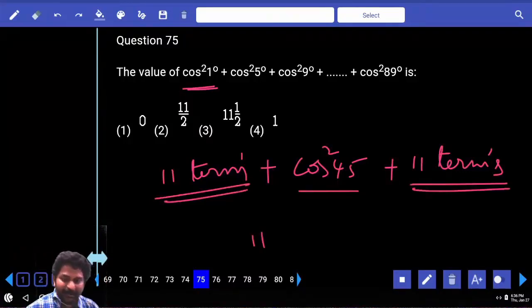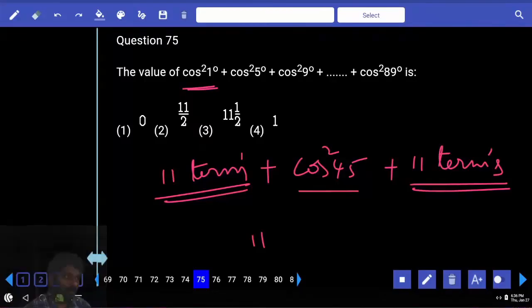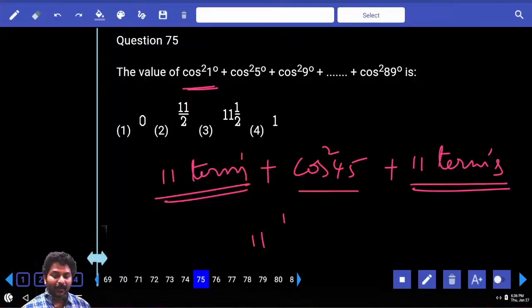Are you getting? And what is cos 45 degrees? 1 by root 2. Cos square 45, 1 by 2. So answer 11, 1 by 2. So for this question, you need to identify what is the middle number and how many left hand side terms and right hand side terms. Hope you understand this point. Sure? Right.